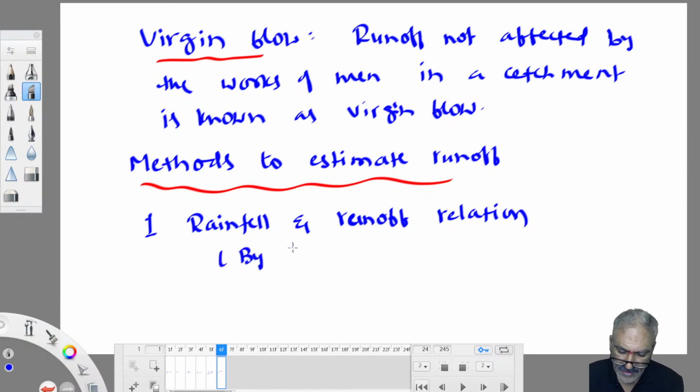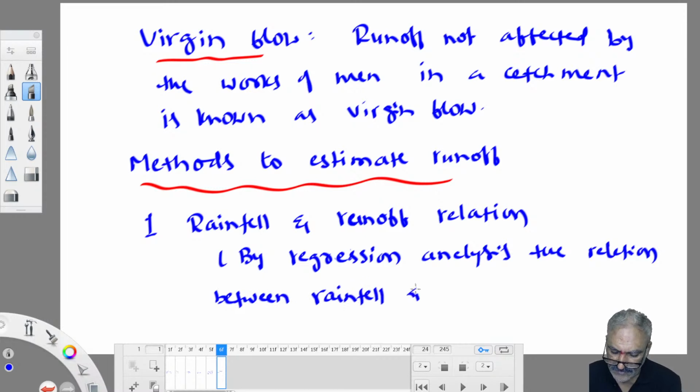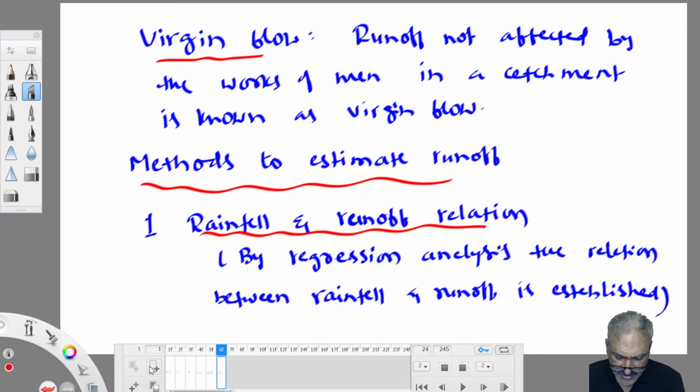By regression analysis, regression curve fitting which you studied in mathematics, the relation between rainfall and runoff is established. For this, what do you require? Data is required. If rainfall data and runoff data are available, by regressing the data, you can establish the relation.